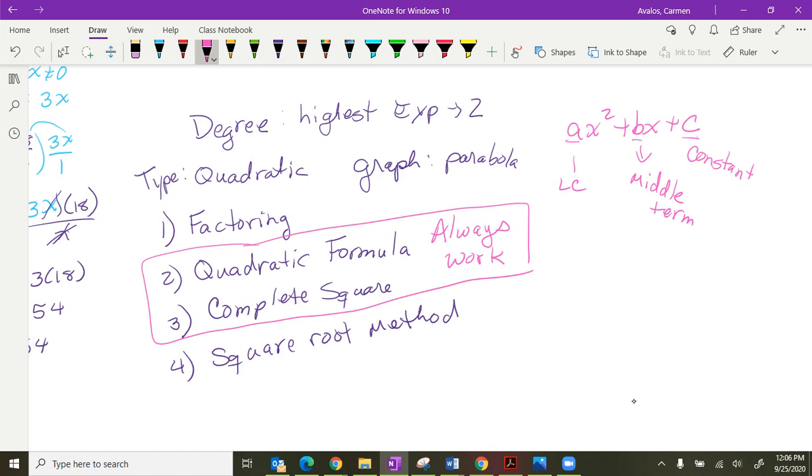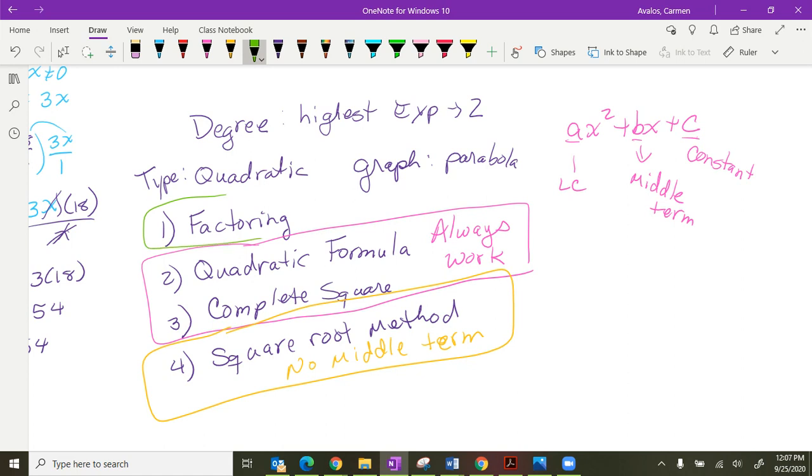When it's the square root method, the way that you identify whether you can use the square root method is that there is no middle term. So when you're applying the square root method, there is no middle term. And then factoring, that is any time you could factor, when it is not prime. So if it's not prime, then you could factor, okay? So that's when you're going to be able to factor.